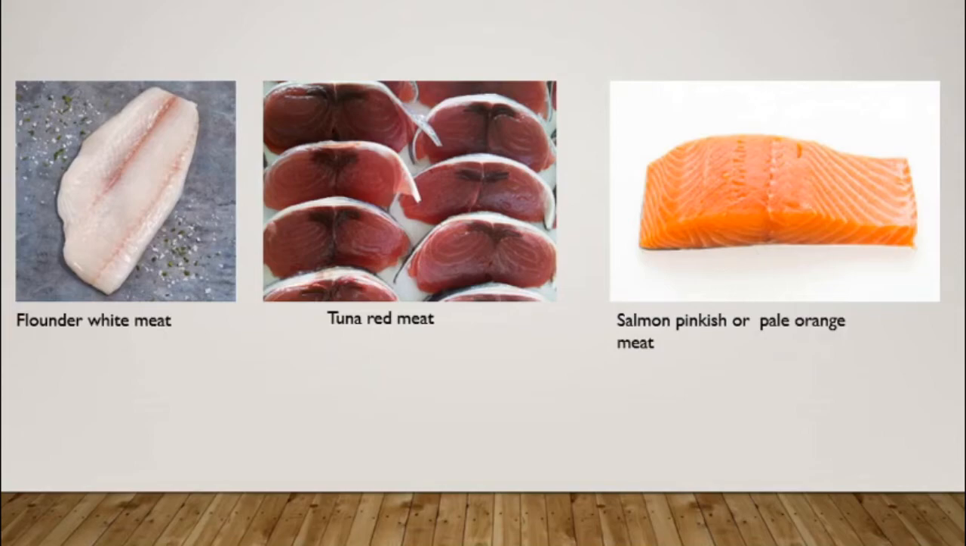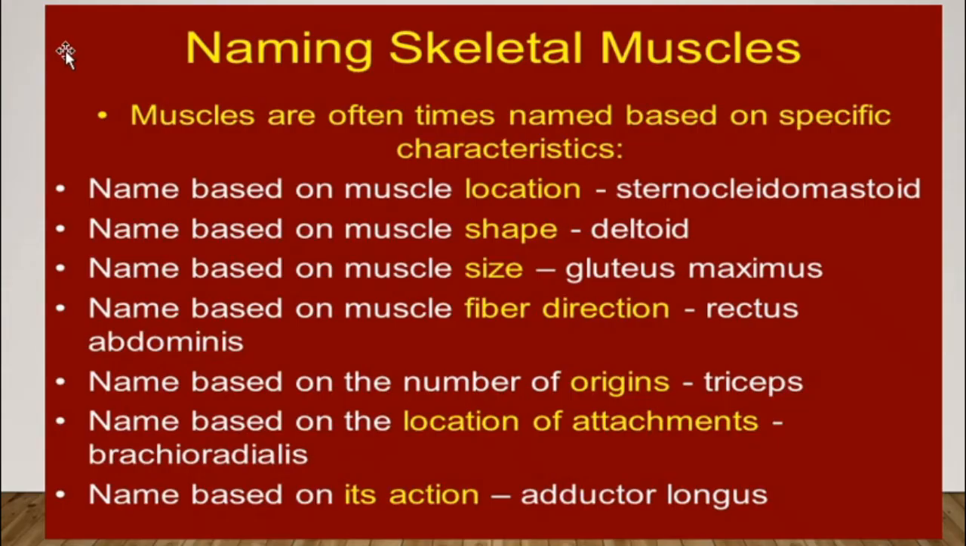So let's proceed to how the muscles are named. Muscles are named based on the following criteria. It could be based on location, shape, size, fiber direction, or origin or location, and also attachments, and some are named based on their action or function.